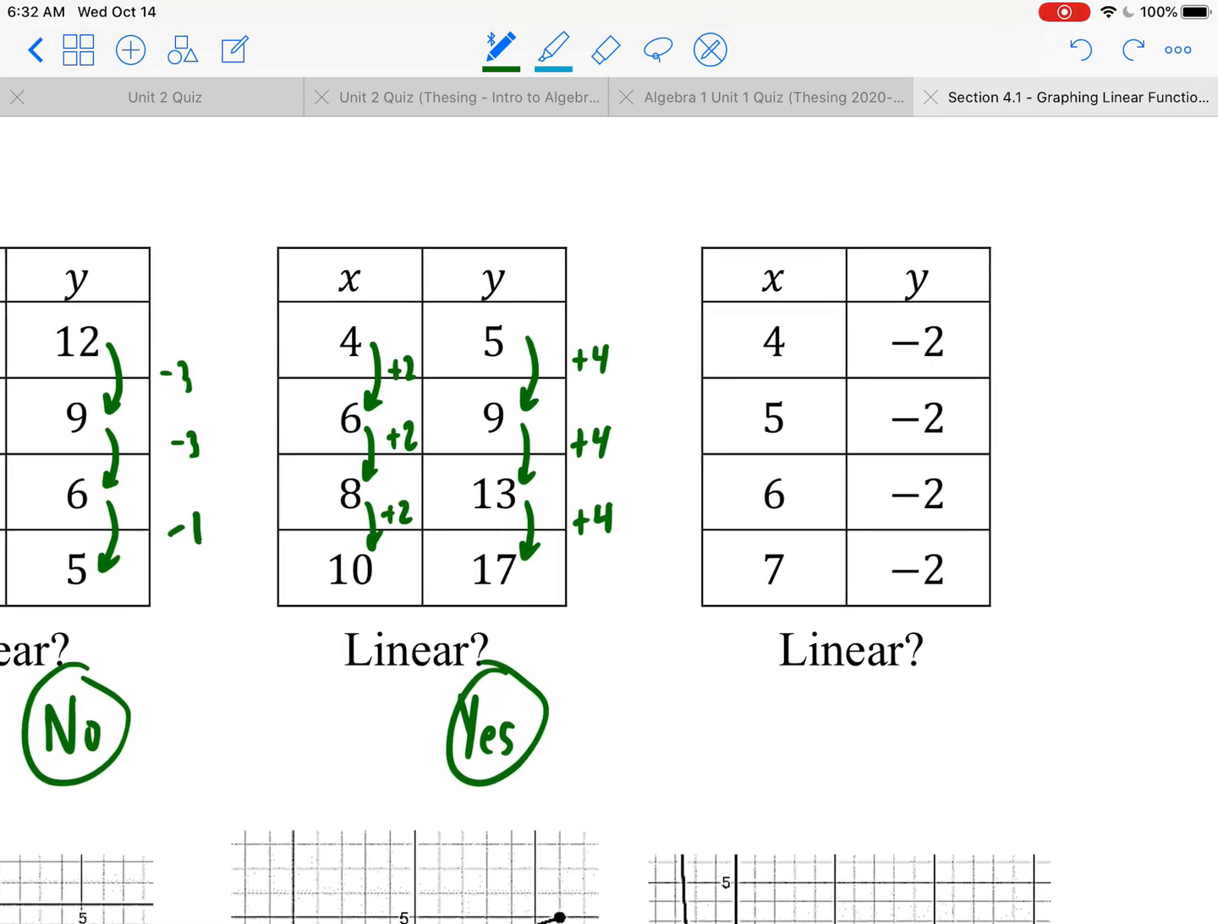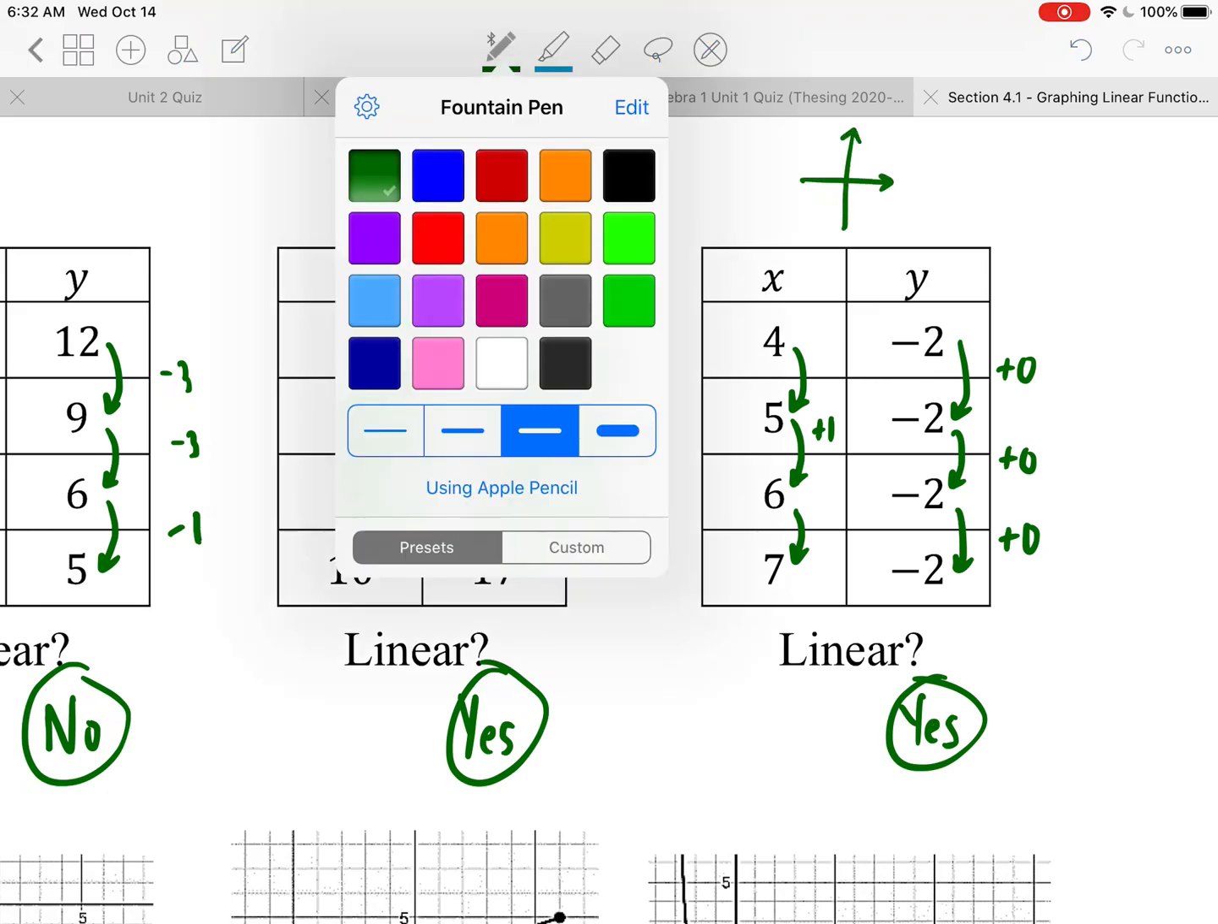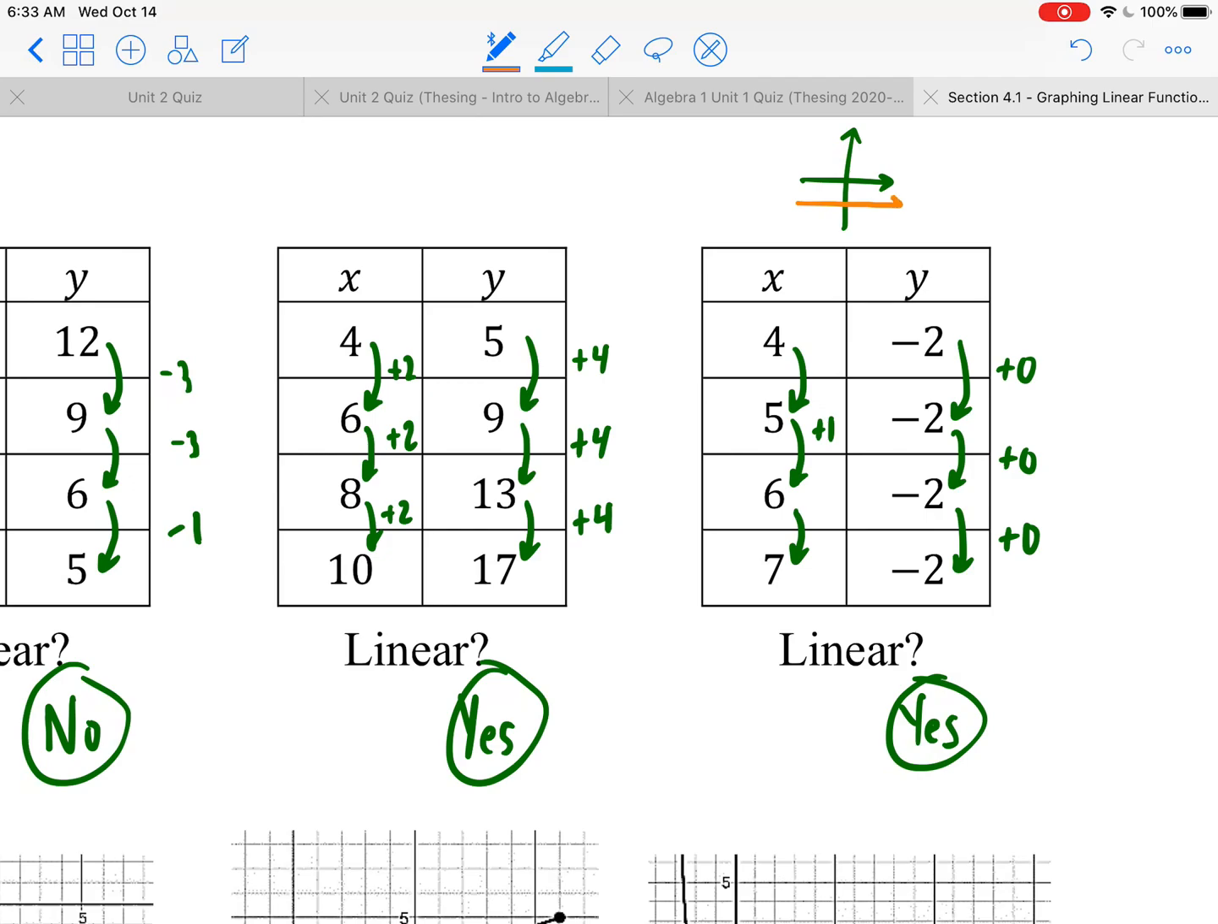How about this one? So 4 to 5, 5 to 6, 6 to 7. So that's all going up +1. The outputs go -2 to -2, that's +0, +0, +0. So what do we think on this one? The answer is yes, this one's linear. When you graph it, you have your y-axis and your x-axis, and this one just goes flat like this. But it's still a line, right? It just doesn't go up or down. It's just flat. So okay, cool.